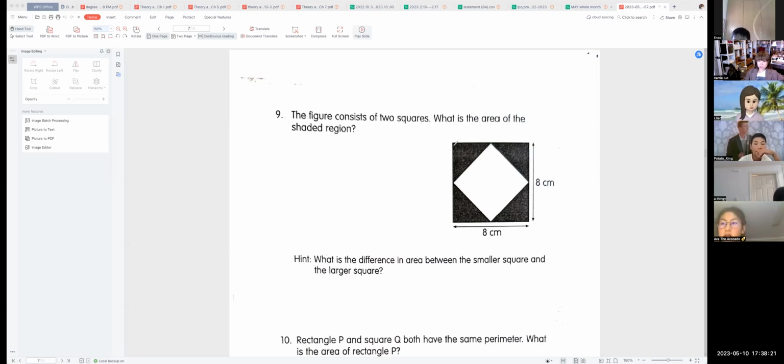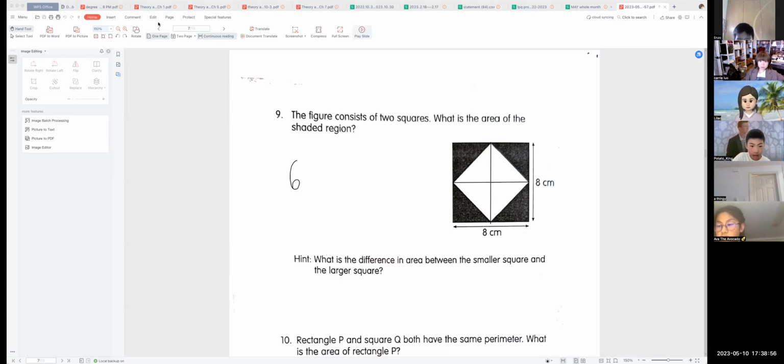Okay, so a figure consists of 2 squares. What is the area of the shaded region? Okay kids, I'm only going to draw 2 lines here. Are the white part and the black part the same or different? They're the same. So this bigger square has been cut into 2 parts, and the black one is 1 part, and the white one is 1 part. Correct, everybody?